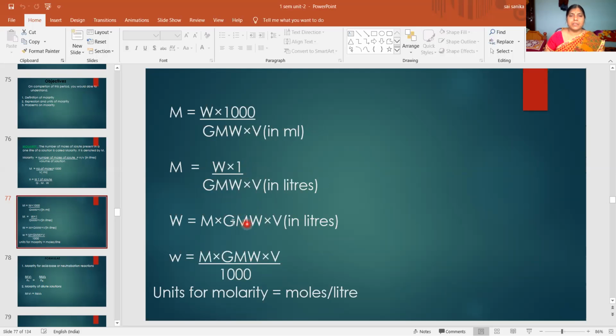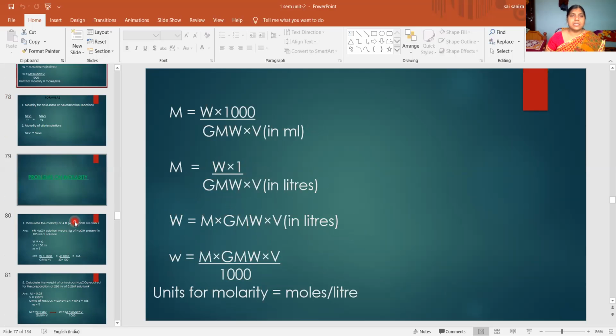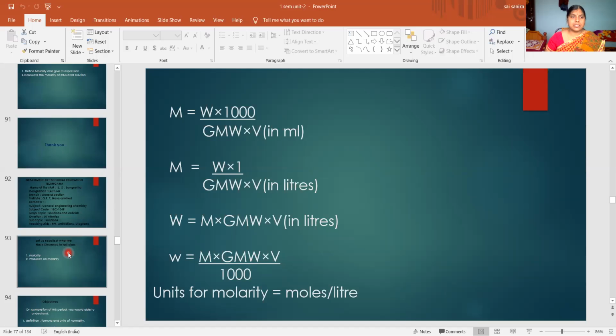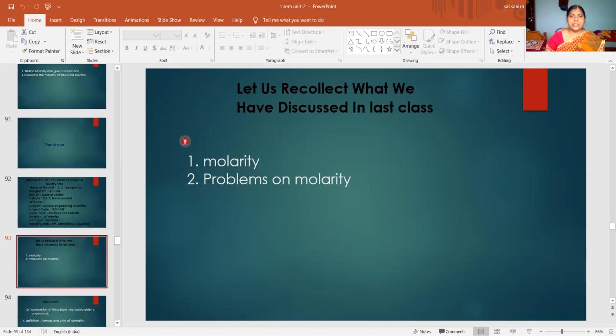So like this, we will calculate the molarity of a given solution by using this formula. If volume is in liters, weight will be calculated by this formula. If it is in ml, weight will be calculated by this formula. So what are the units for molarity? Moles per liter, and we did some problems on molarity. So we discussed in last class the definition of molarity, expression of molarity, and the units for molarity.